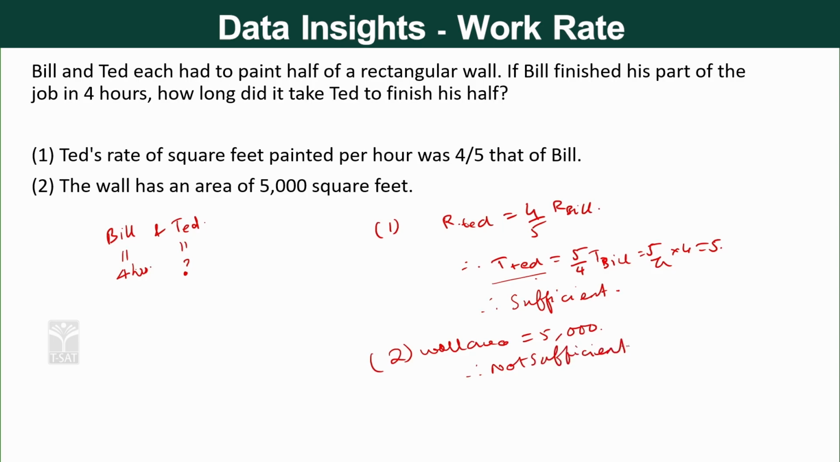And what is the answer option? Answer option is A. In data sufficiency, just remember the answer options. This answer option is A when statement 1 alone is sufficient to answer the question, but statement 2 alone is not sufficient to answer the question. Let us move to the next question now.